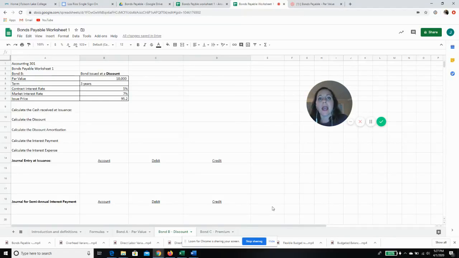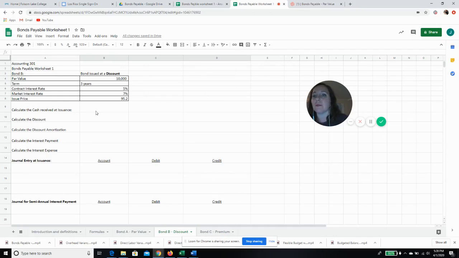Okay, welcome back. Now we're going to look at what we do when we issue a bond at a discount. Remember, we issue a bond at a discount, meaning that we issue it for less cash than par value. We do that because the interest rate we're paying, our contract interest rate, is less than the market rate. So in order to entice people to buy our bond, even though the interest rate is not competitive, we allow them to pay less cash up front, and they'll still receive the full par value at retirement.